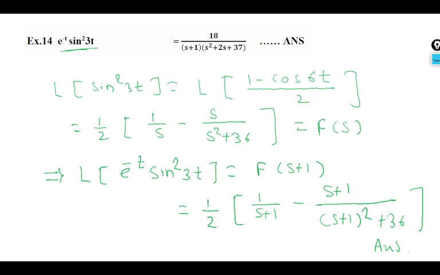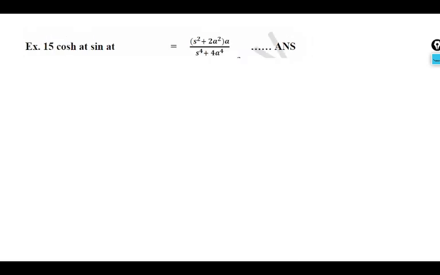Okay, next one. Here it is a little different now. There is no exponential term directly involved, but we have cos hyperbolic into sin at. Remember, there is no trigonometric identity which converts this multiplication to addition. So we require Euler's definition of hyperbolic function.